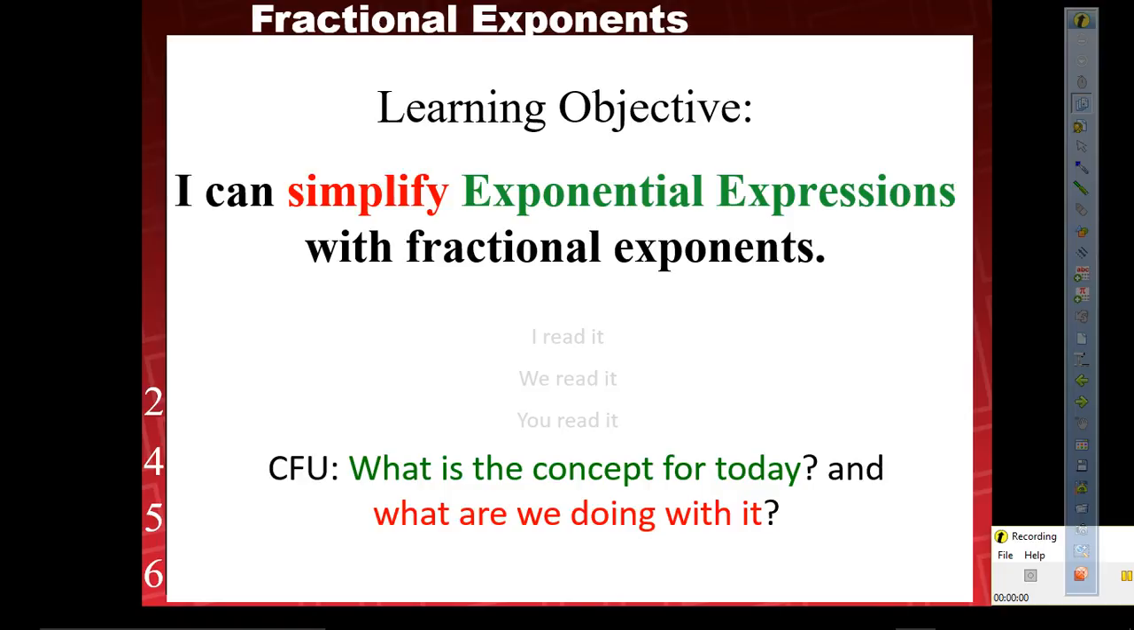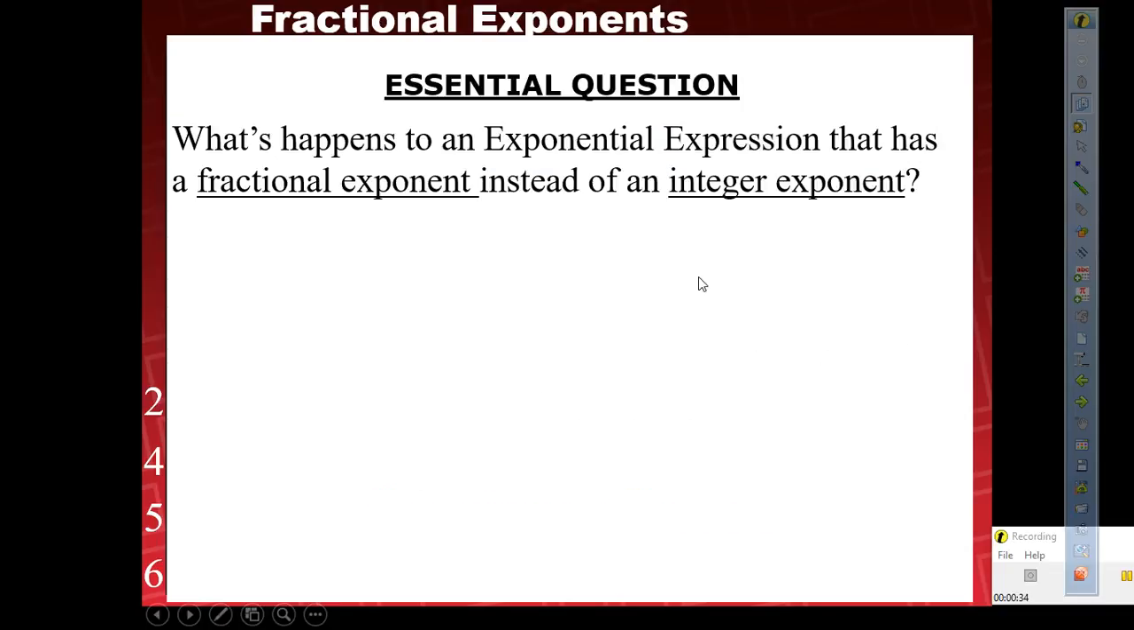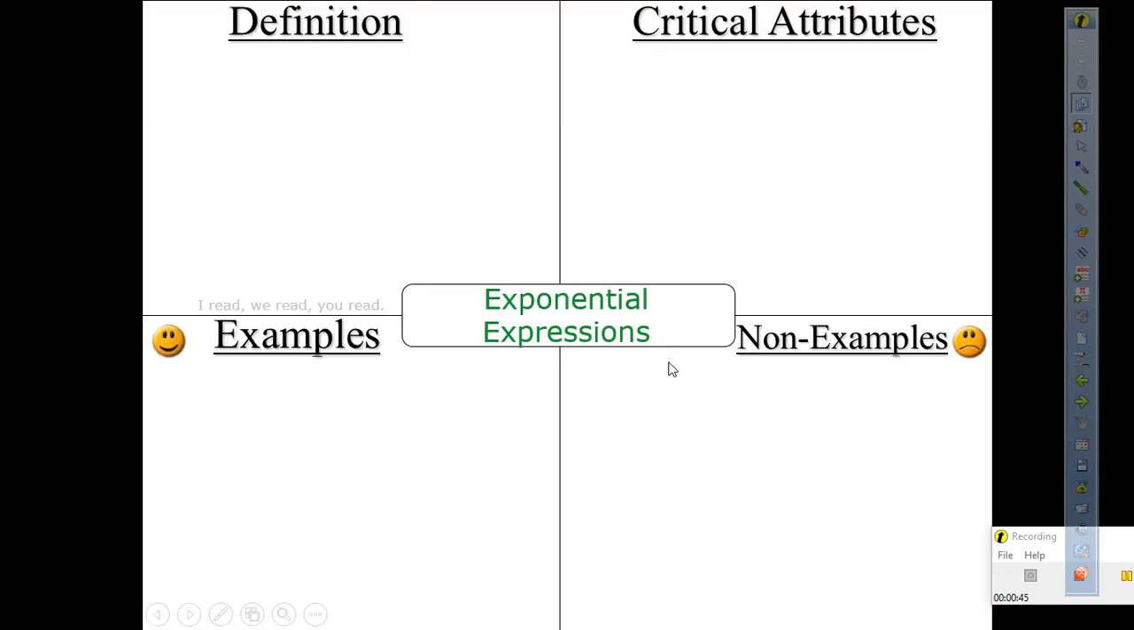All right, so we're still on the same concept. You don't need a Fourier model, so don't write that down, because we already know what exponential expressions are. Good. So we do have an essential question. We'll answer that at the end. It's: what happens to an exponential expression that has a fractional exponent instead of an integer exponent? We'll address that towards the end. So we don't need a Fourier model. We know what they are.